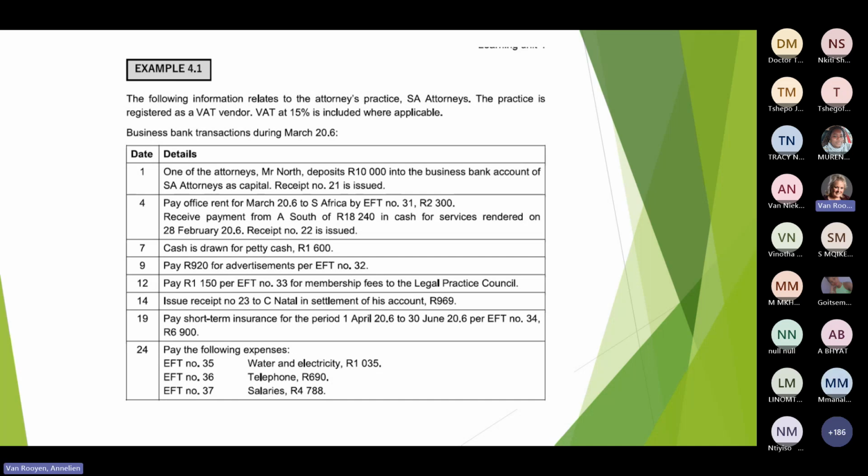Cash receipt journal. Correct. Cash, it's money coming in. Good. On the 7th, cash is drawn for petty cash, 1,600 Rand.